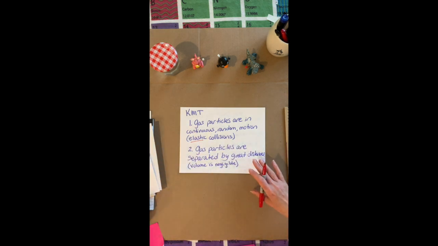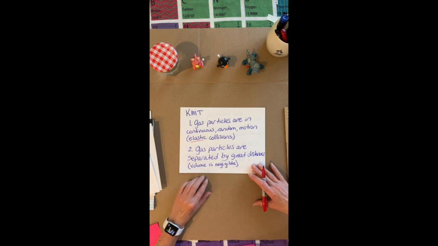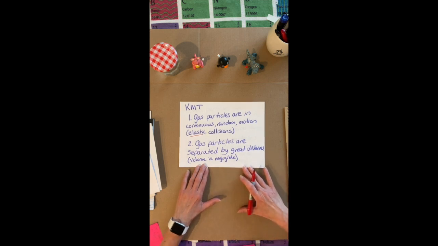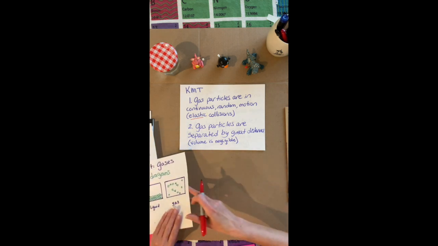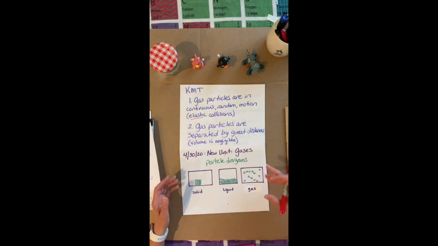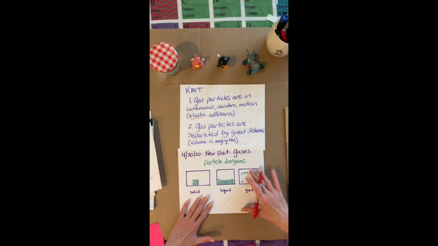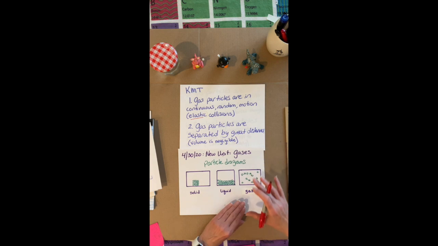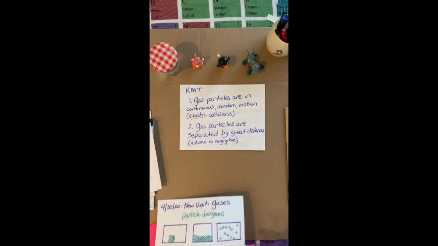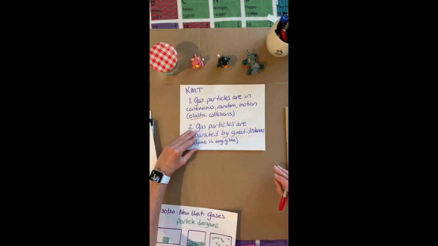The second part to the KMT states that gas particles are separated by great distances. And because of that, we could consider their volume negligible. Now, the fact is, gases are made up of atoms, and all atoms have volume. But because there's so much space between these, and the fact that we could compress this down into a much smaller container, we could, under ideal circumstances, say that gas volume is negligible.